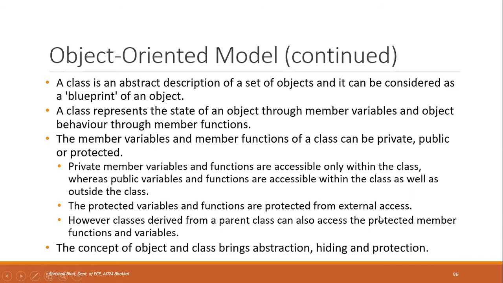So if the child classes belong to the same parent, then they can have access to protected member functions and variables also. So this concept of objects and class of particular objects brings abstraction, hiding, and protection into the model. Okay, so it's just a concept of object oriented model. So we have seen different kinds of computational models, starting from data flow graph model, control data flow graph model, state machine model, sequential process model, sequential and concurrent or communicating process model, and then object oriented model.